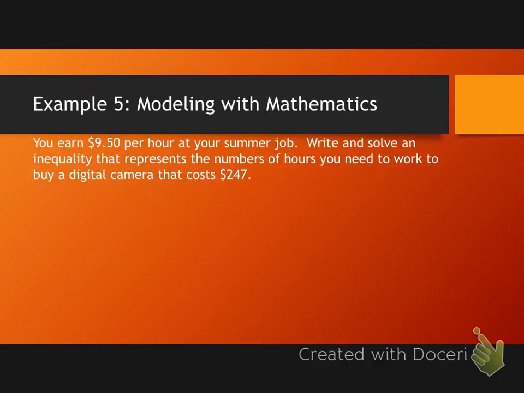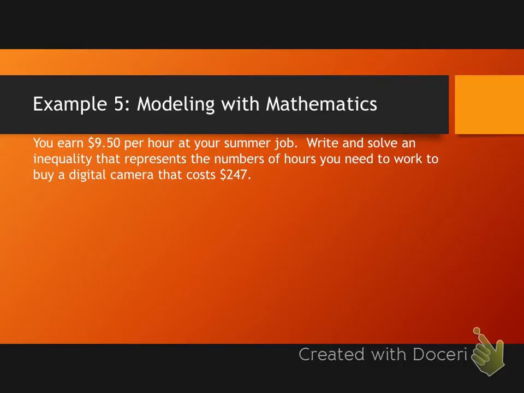So how are we going to use this? When we're using it in a real life application, you're going to look here and think: you earn $9.50 per hour at your summer job. We're going to write and solve an inequality that represents the number of hours you need to work to buy a digital camera that costs $247.